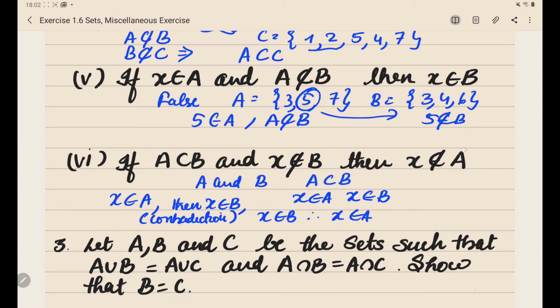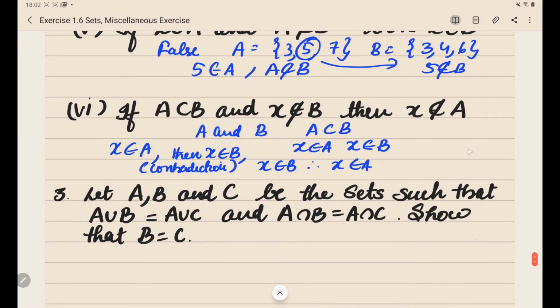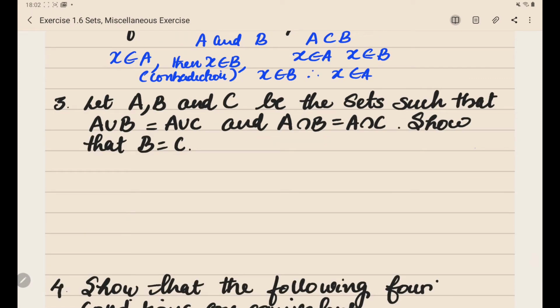You just have to take some examples and think about whether these sets are a subset or not. You can take some random examples. I have taken on my own choice. You can choose yours when you want to take examples. Okay, let A, B and C be sets such that A union B is equal to A union C, and A intersection B is equal to A intersection C. Show that B is equal to C.